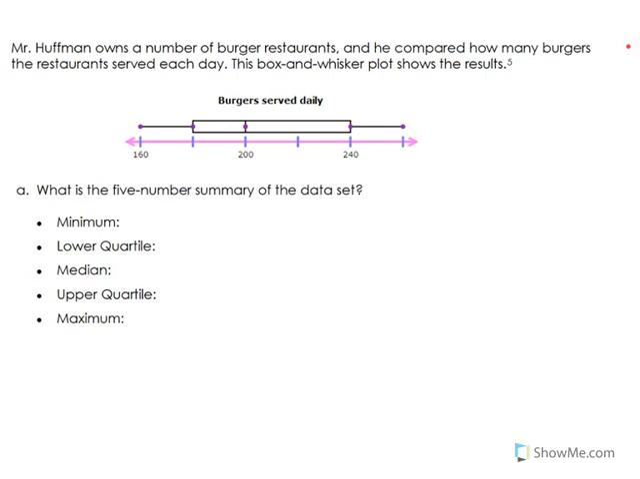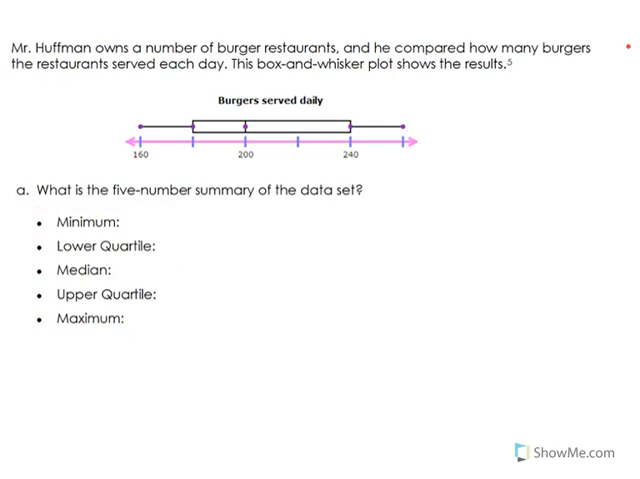Okay, so notice that there still is a title to this data display so we know what data we are looking at. Part A says what is the 5-number summary of the data set. Remember from my vocabulary example that the 5-number summary is the 5 pieces of data that are needed to construct a box and whisker plot. However, if we are already looking at a box and whisker plot, we are able to find those pieces of data. That is what this question is asking us to do.